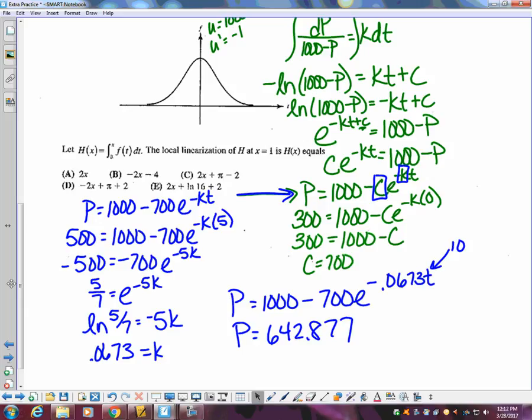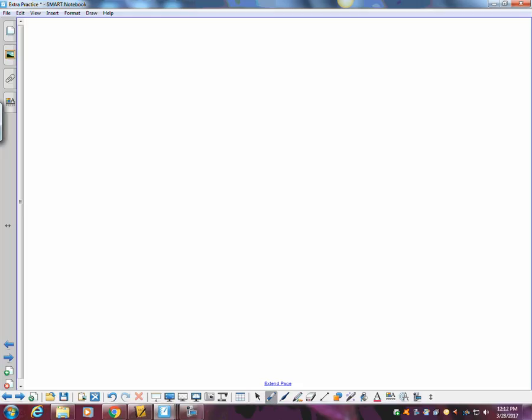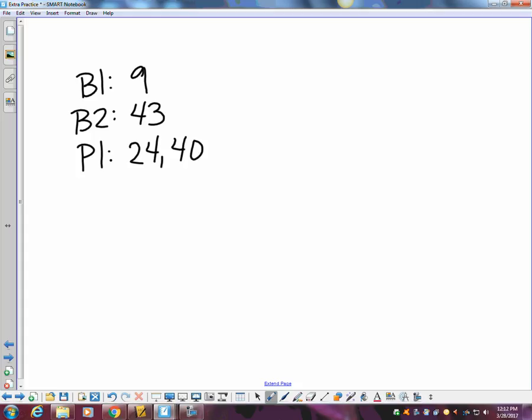Okay, your homework for this. Let's see. Barron's 1, number 9. Barron's 2, 43. Princeton 1, 24 and 40. Princeton 2, 28. And the extra, 35.